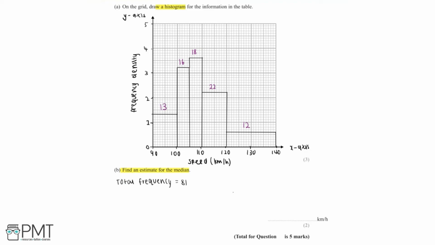Now we can find the median position. The median position is found at the halfway point of the data, and so our halfway point will be 81 divided by 2, which is equal to 40.5. And so we can say that our median is found at the 40.5th value in our data.